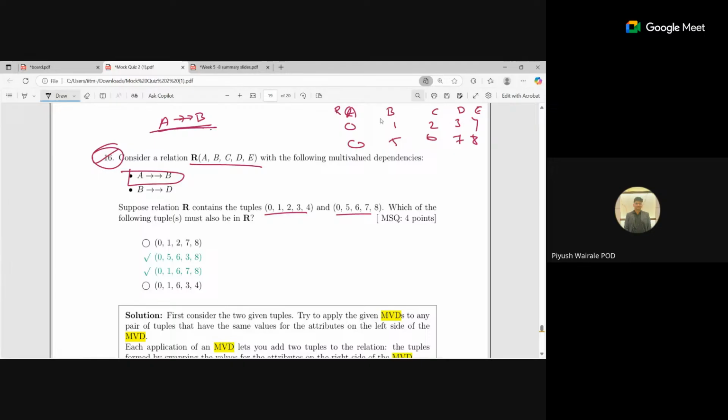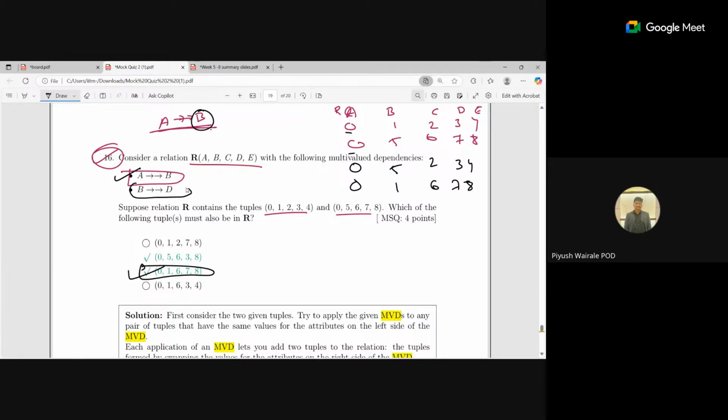I'm going to interchange the B here, keeping A the same. If I interchange, this one becomes 5, this will become 1. I got two new rows: 0, 5, 2, 3, 4 and 0, 1, 6, 7, 8, right? These two rows must be present inside the table, then only this MVD will exist. So you can see one of the options is basically this one, right? So this is correct here. But we have just checked for this one.